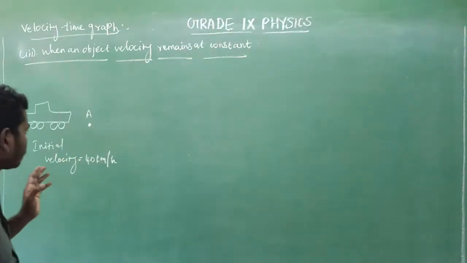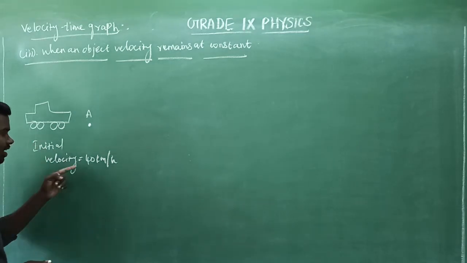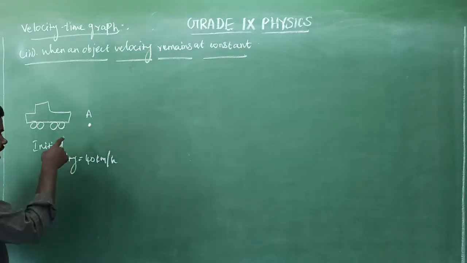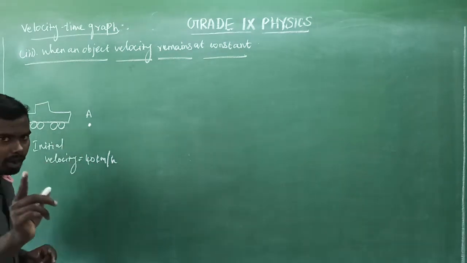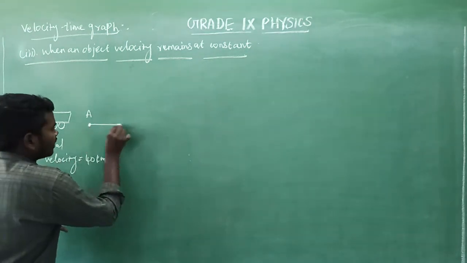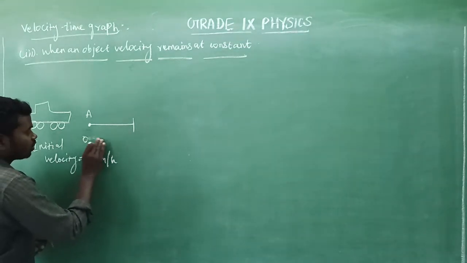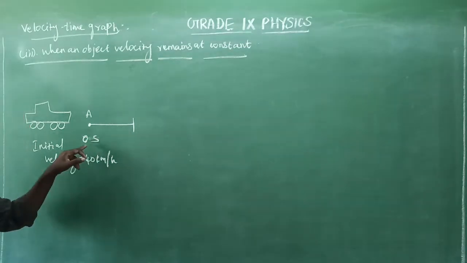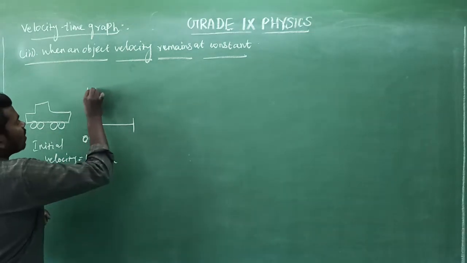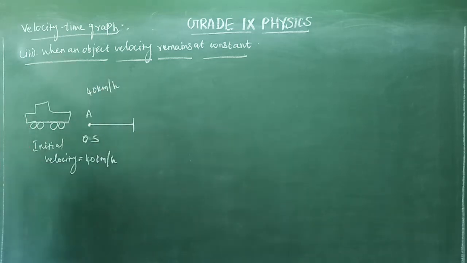Car initial velocity is 40 km per hour. So at point A, the car velocity is 40 km per hour. Is it clear? Yes, very simple. Don't get confused. Here the time is 0 seconds. At 0 seconds, the initial velocity of the car is 40 km per hour.